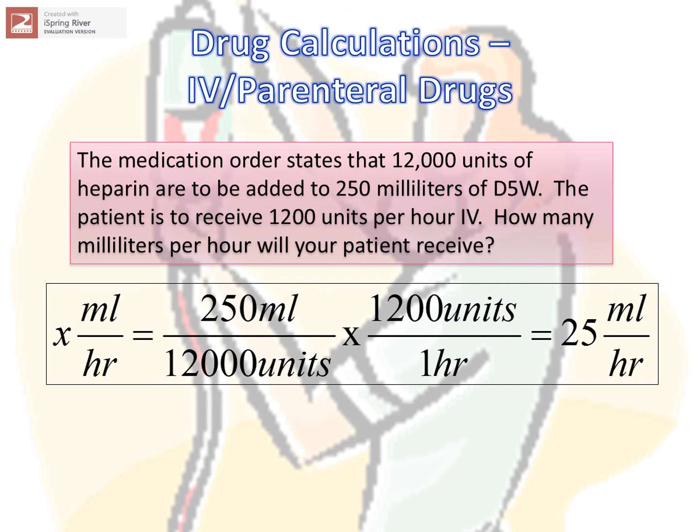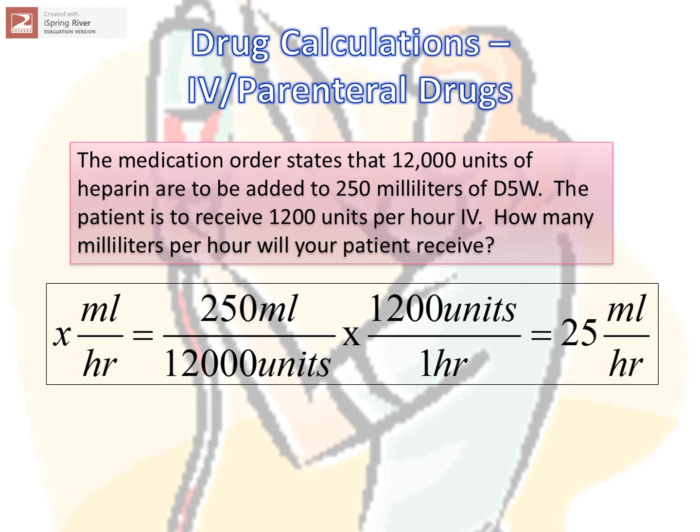So here we go. Our requested unit is milliliters per hour. So we're going to put milliliters on top because milliliters is on top of our requested unit. How many milliliters? Go back to the problem. You see 250 milliliters. What's that connected to? That's connected to 12,000 units. So we put 12,000 units on the bottom. Units is not part of what we want on the bottom. We should want hours on the bottom.